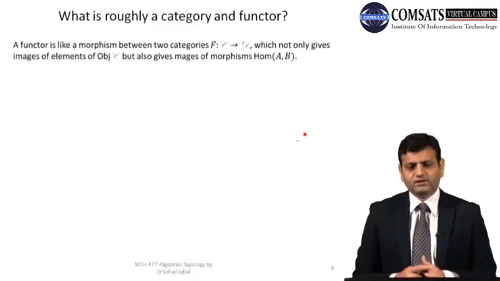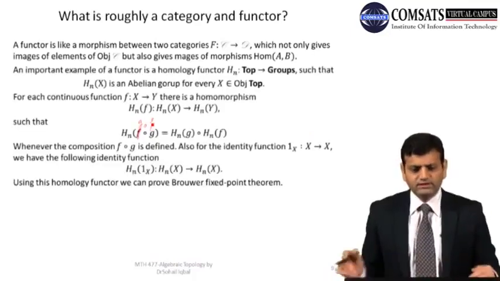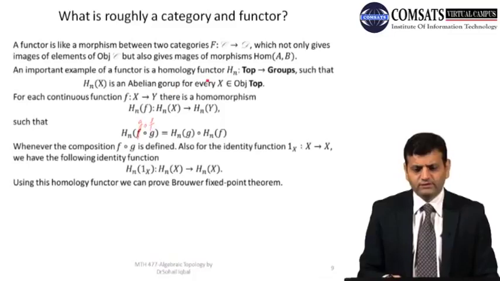So what is a functor, roughly speaking? A functor is basically a function between two categories. Of course, a category consists of three components: objects, morphisms and compositions. So I should be able to give images of all these three components if I am defining a function from a category C to a category D. Let's see an example of a functor.